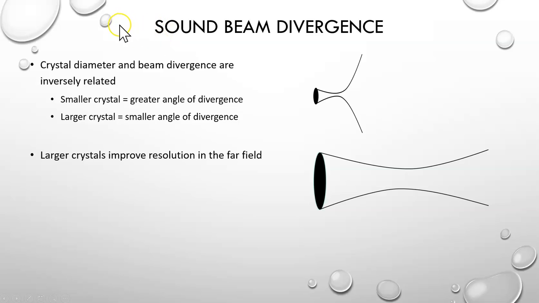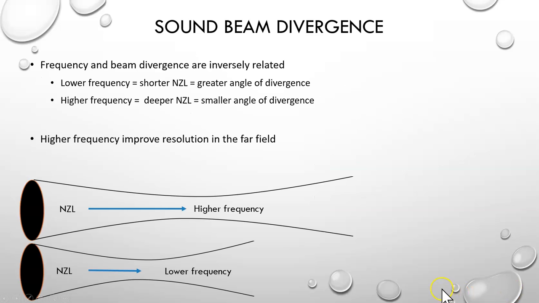Crystal diameter and beam divergence are inversely related. Small crystal, greater angle of divergence. Large crystal, smaller angle of divergence. Frequency and beam divergence are inversely related also. Low frequency, greater angle of divergence. High frequency, smaller angle of divergence. So high frequency will improve the resolution in the far field. That, by the way, is an SPI exam question.